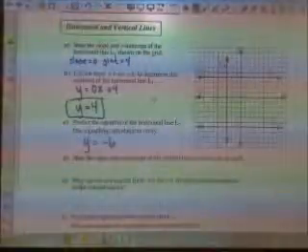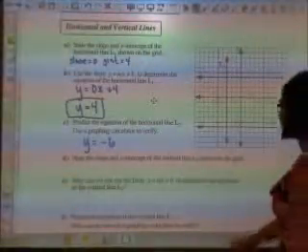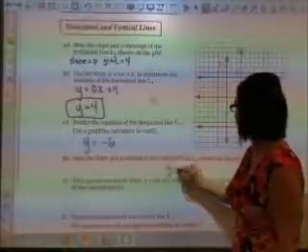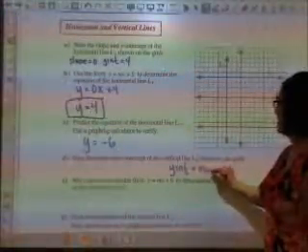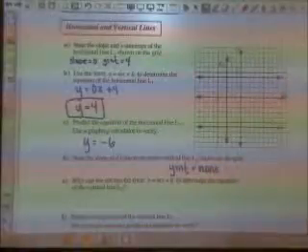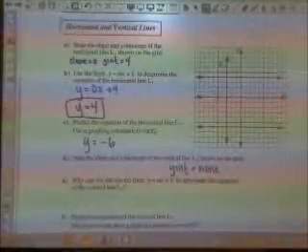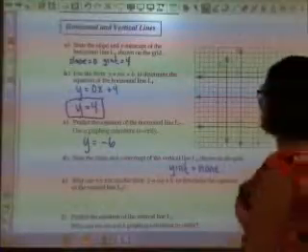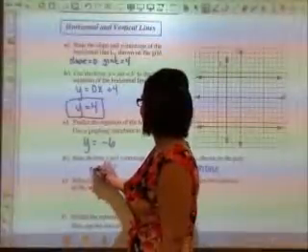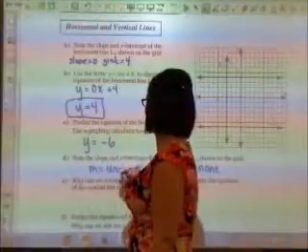Look at L3. What is the y-intercept of L3? There is none, because it does not cross the y-axis. Okay. What is the slope? Undefined. Why is it undefined? Because it's a vertical line.